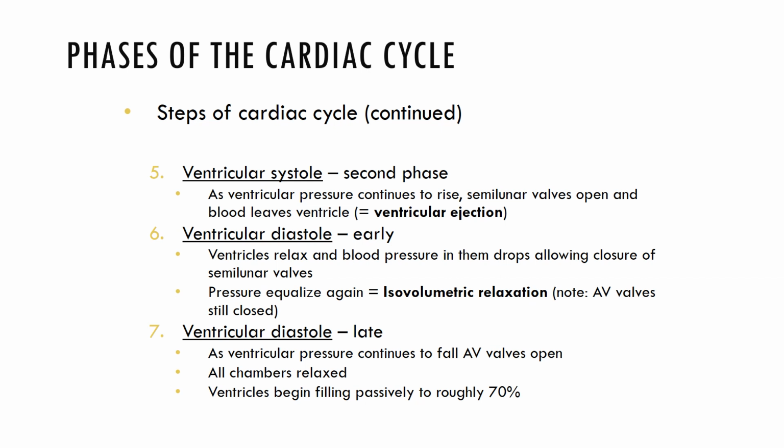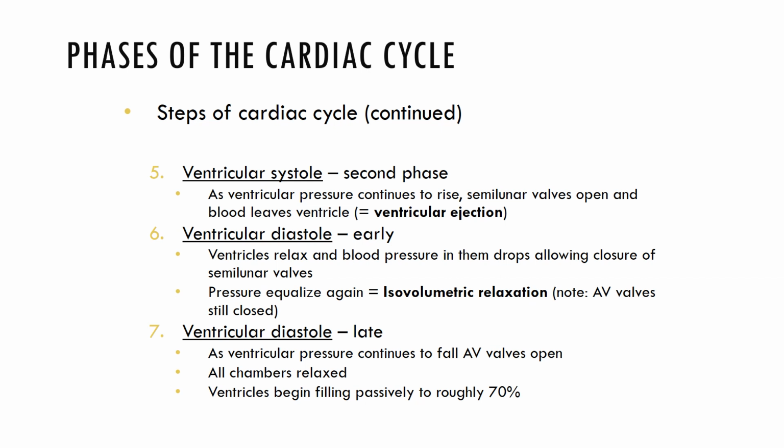Ventricular diastole has an early and late phase. In the early part, as the ventricles relax, the pressure in them drops. Blood flows back against the cusps of the semilunar valves, forcing them closed, but the pressure in the ventricles has not dropped low enough to allow the AV valves to open. As a result, blood flows into the relaxed atria, but because the AV valves remain closed, it cannot flow into the ventricles. This is known as the period of isovolumetric relaxation.